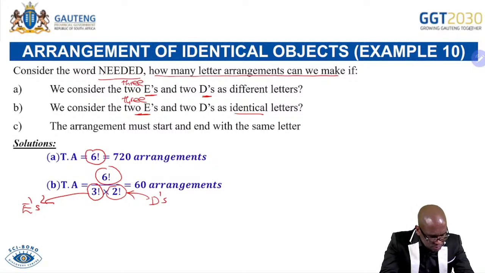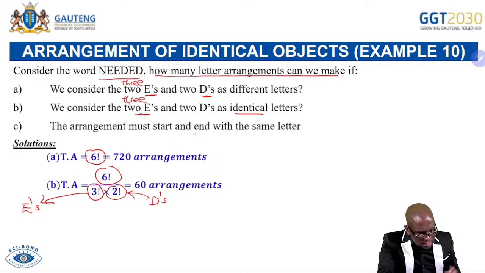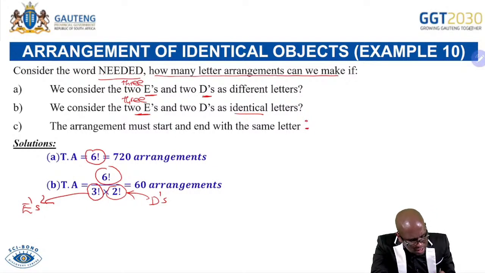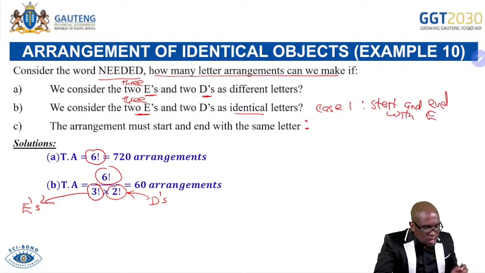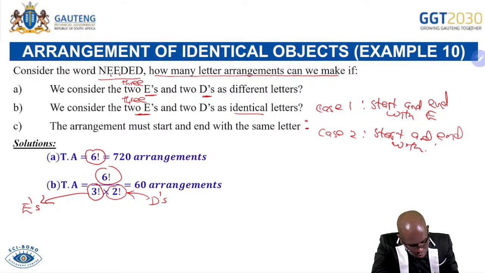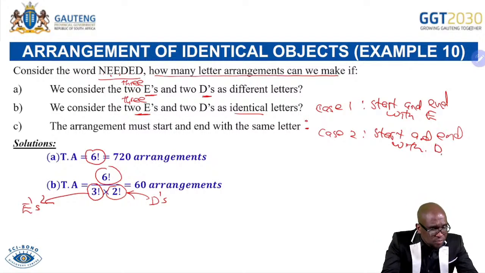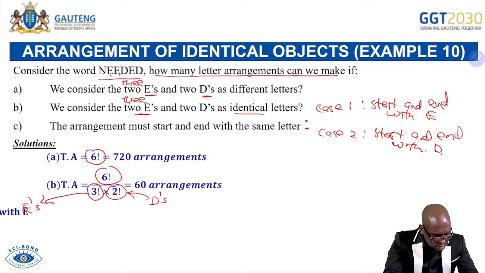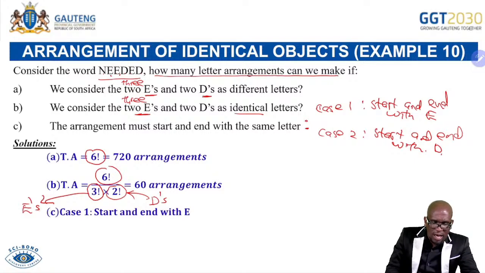So now, let's see. The arrangement must start and end with the same letter. So here, if it must start and end with the same letter, case 1, you can have it start and end with what? With E, because if it starts and ends with the same letter, you'll consider the letters that are repeated. And then what would be your case 2? Case 2, you can start and end with what? With D, like that.